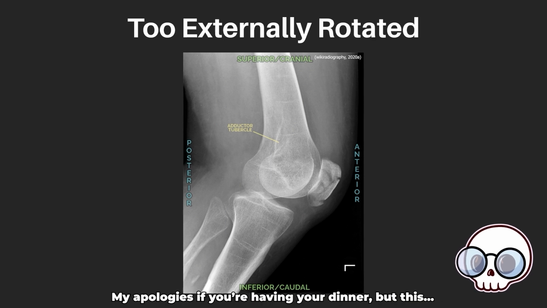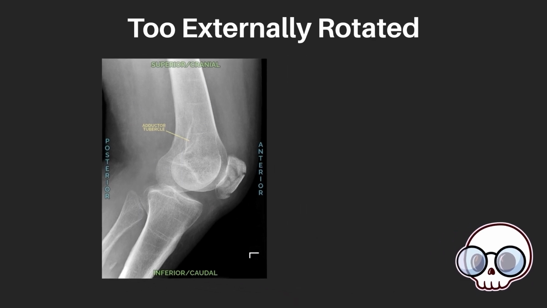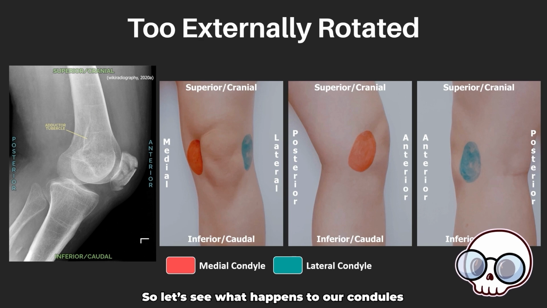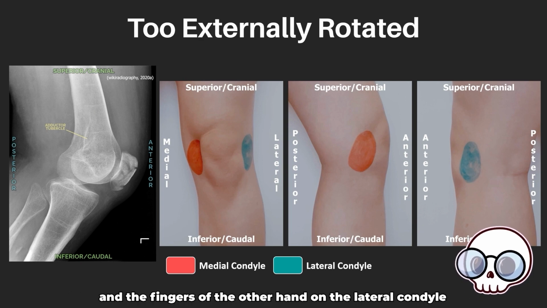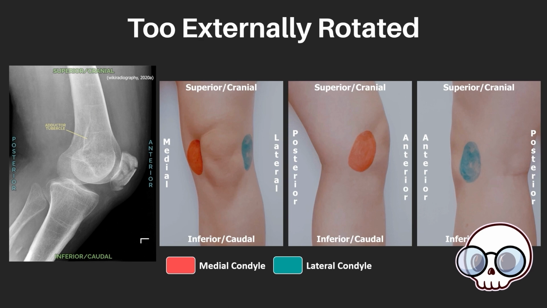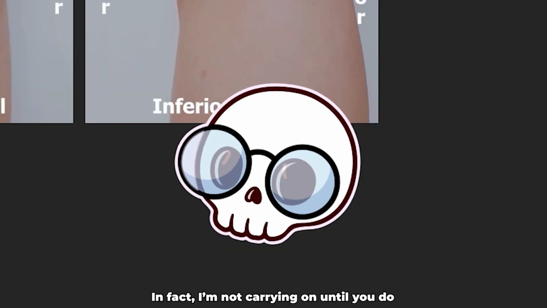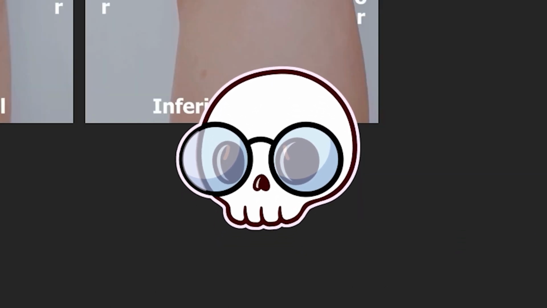My apologies if you're having your dinner, but this is my leg. So let's see what happens to our condyles when we overly externally rotate our leg, and you can follow along at home too. Place the fingers of one hand on your medial condyle and the fingers of the other hand on the lateral condyle, and follow along with our lovely leg model. In fact, I'm not carrying on until you do.